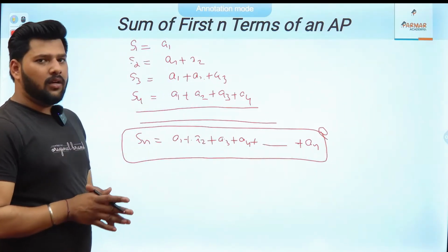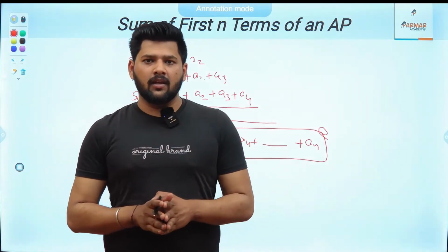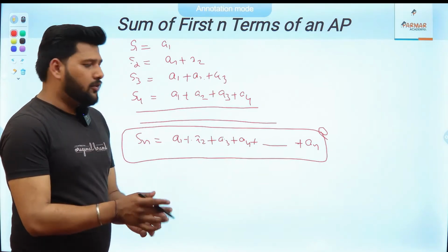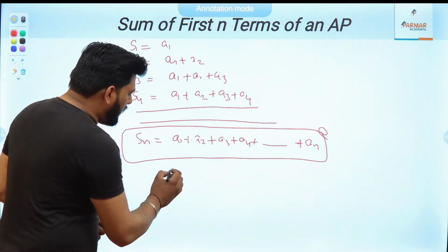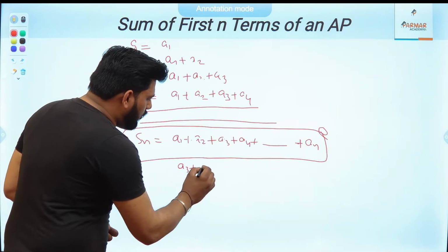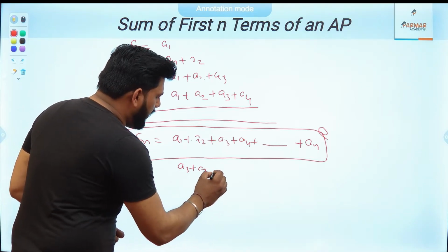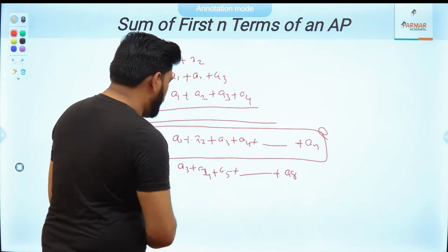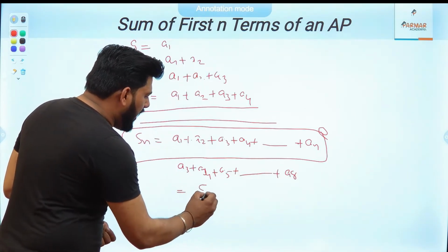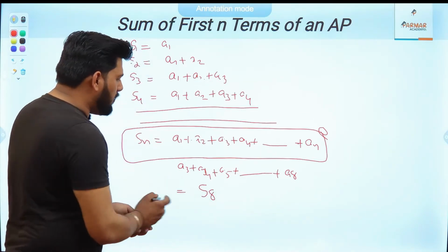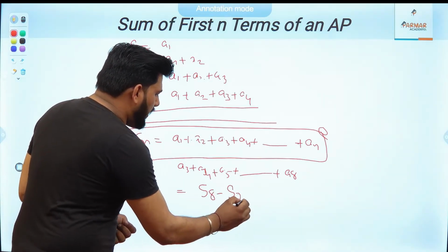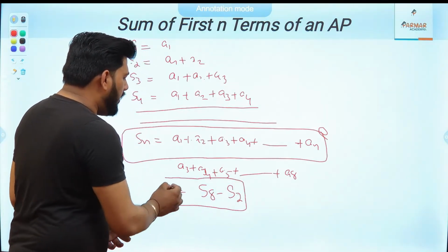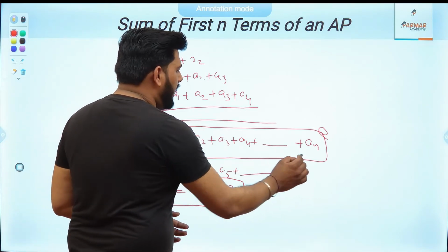Now we have a particular formula to find this sum, or we can also find the sum from a particular number of terms. For example, if I have to find the sum of the third to eighth term, that is A3 plus A4, A5 and so on up to A8, I can easily find it using S8, the sum of first 8 terms, minus S2, the sum of first 2 terms, which gets deducted. Using this I can easily get the sum of terms from A3 to A8.